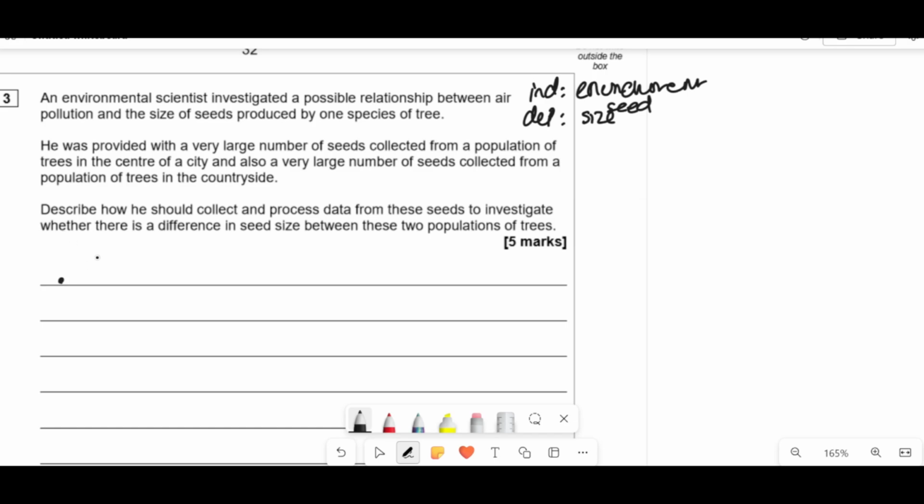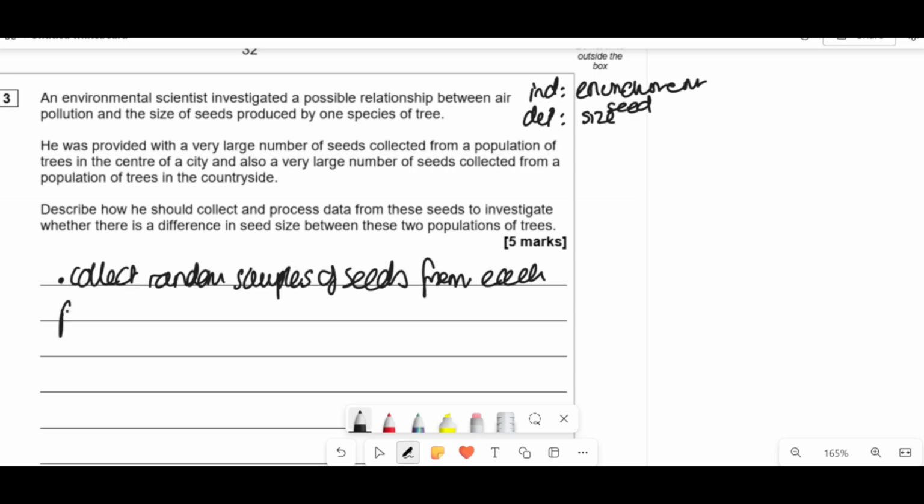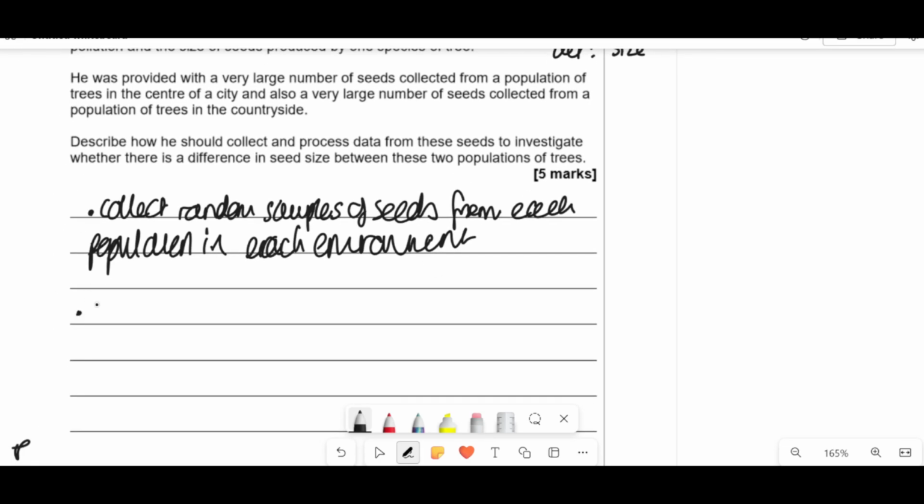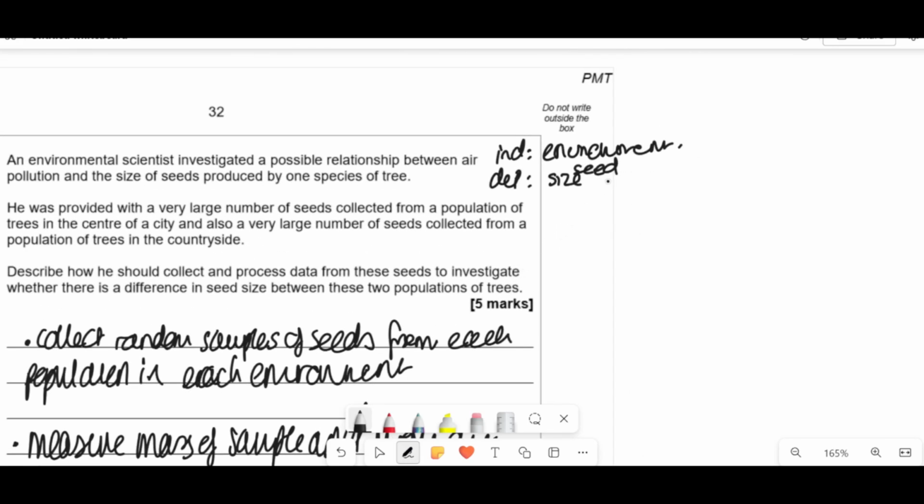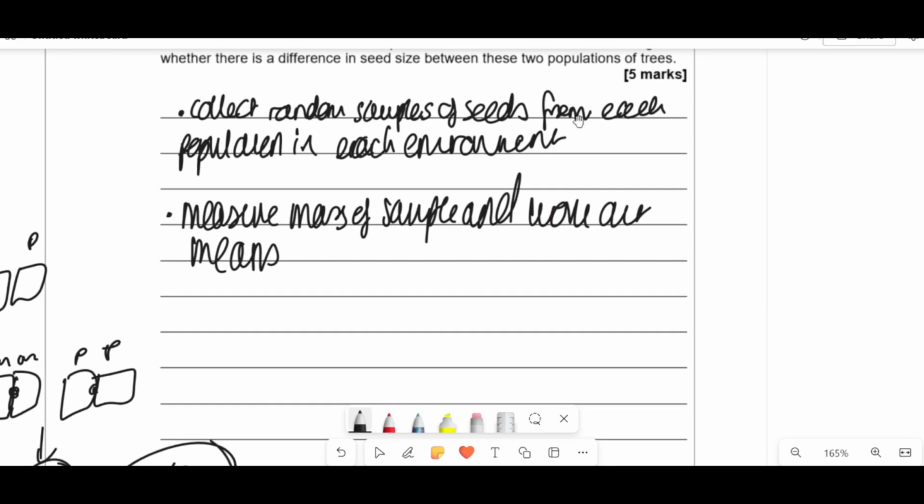So what you need to do first is collect random samples of seeds from each population in each environment. Then what you want to do is measure them. So we're going to measure the mass of each sample and work out the means. Then we want to see if there's any difference in the seed size, right? So we're going to be comparing the mean mass.